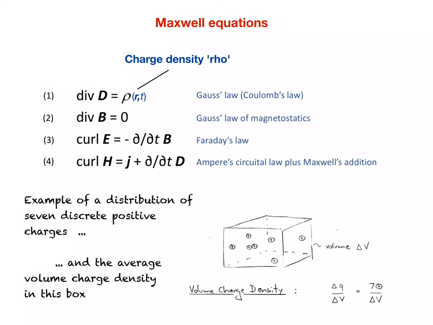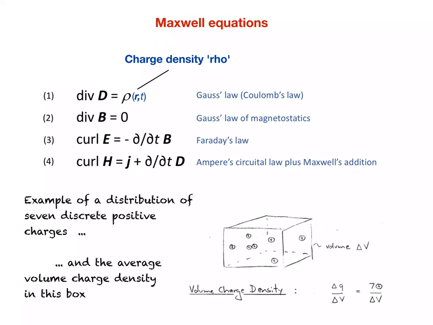Charge density is represented in the Maxwell equations by the parameter ρ, which is a function of position and generally also a function of time. It appears in the first Maxwell equation on the right-hand side. The divergence of D, the electric flux density, is always equal to the charge density, which is a function of position and time. Charge density is typically represented by the Greek letter ρ.